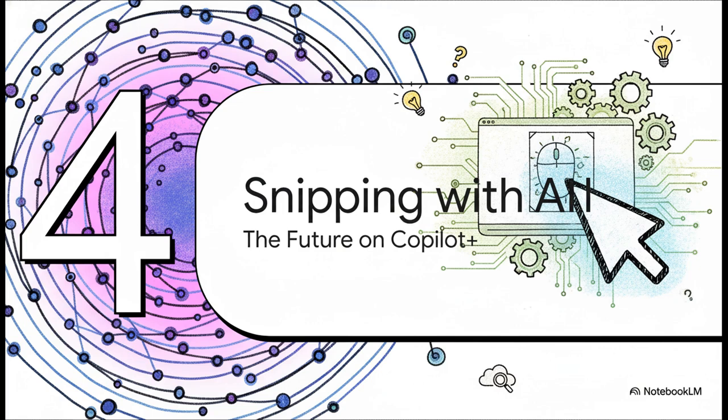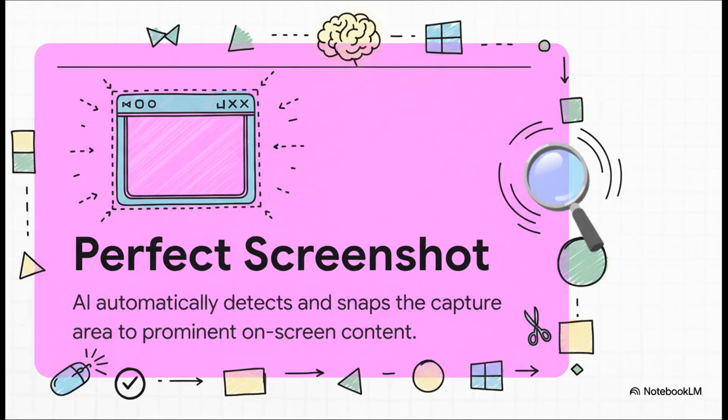Now, let's peek into what's next. If you're planning on getting one of those new AI-powered Copilot PCs, the snipping tool is about to get some seriously cool AI upgrades. So first up is something called Perfect Screenshot. Imagine never having to carefully draw a box around a window again. The AI just does it for you. It intelligently detects the main thing you're trying to capture and snaps the selection perfectly to its edges. It basically eliminates all that tedious cropping and cleaning up afterward.